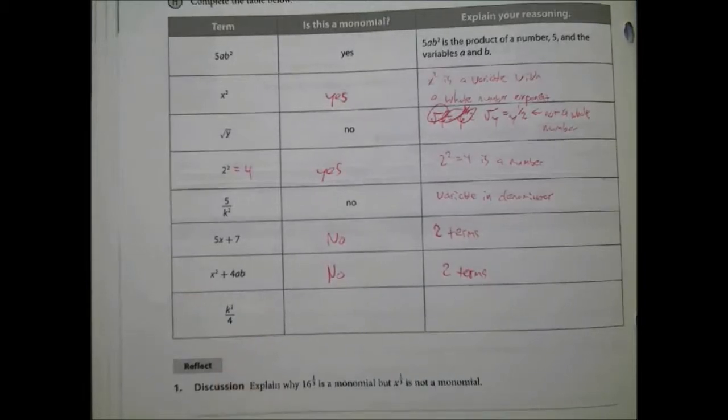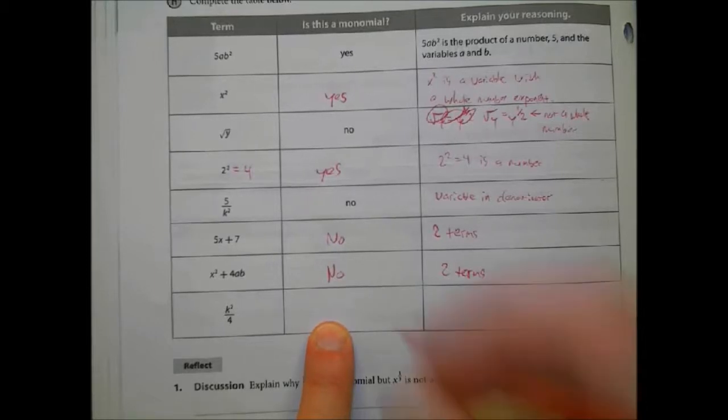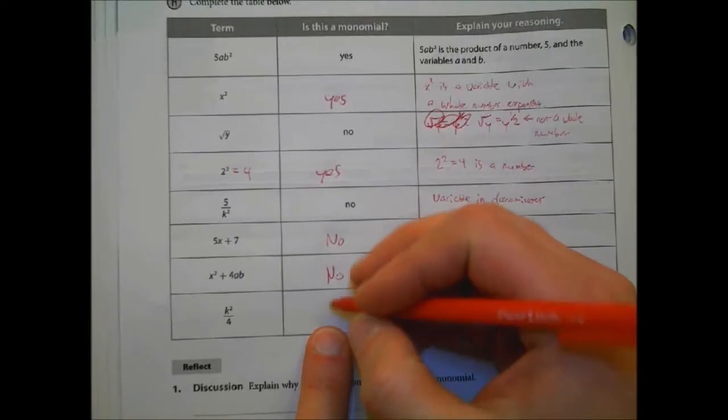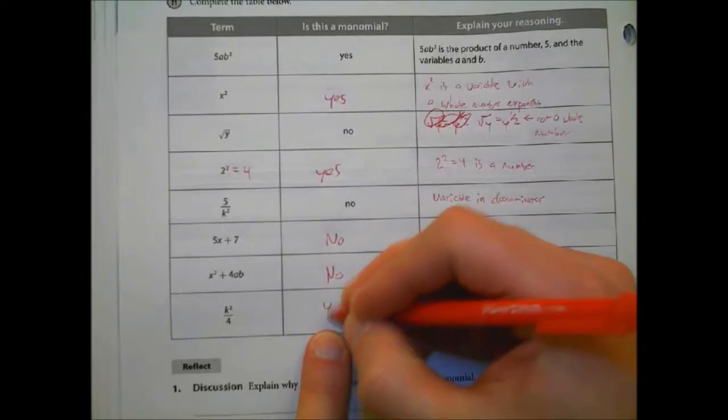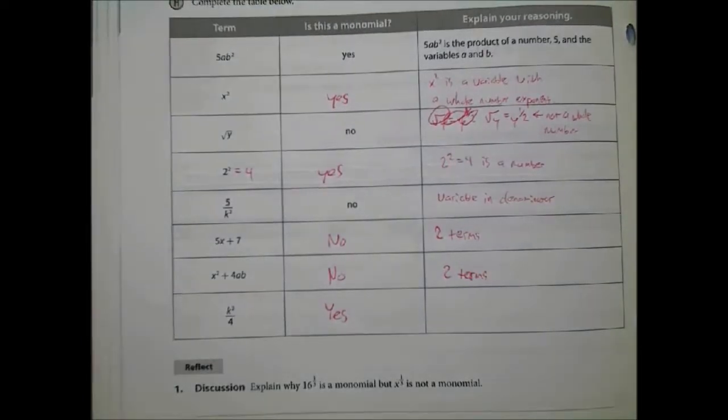Okay. Let's do the next one here. K squared over 4 will go to Alex. Alex, what do you say? Well, I was originally thinking no, but then I looked at it more and I changed my answer to yes because you can divide it. So the answer is yes. We have a fraction, but there's no variables in the fraction. It's just the 4. So since it's just a 4, we can say that it is a monomial there. If we had a variable down there, it would be no.